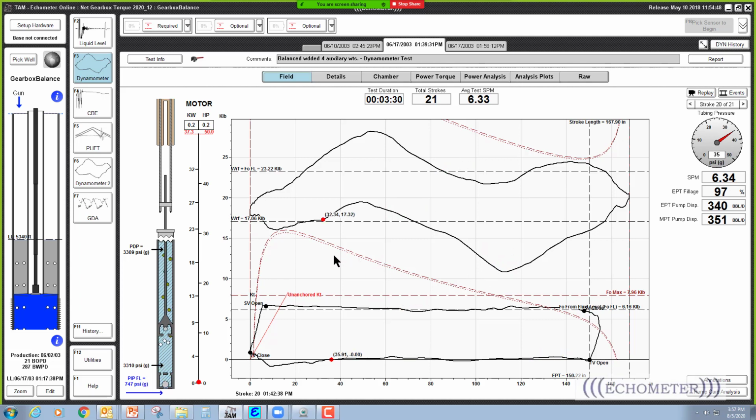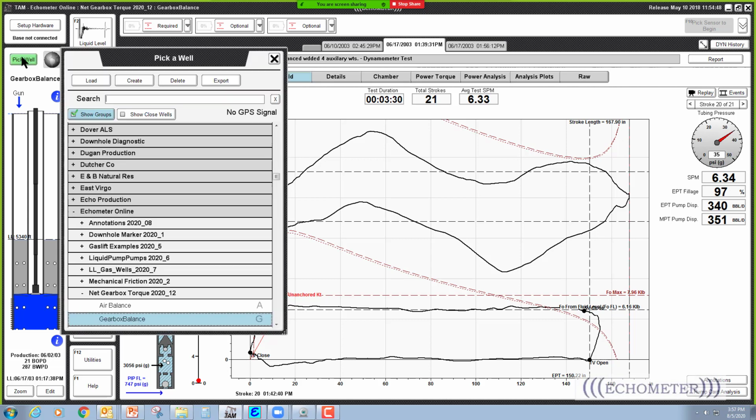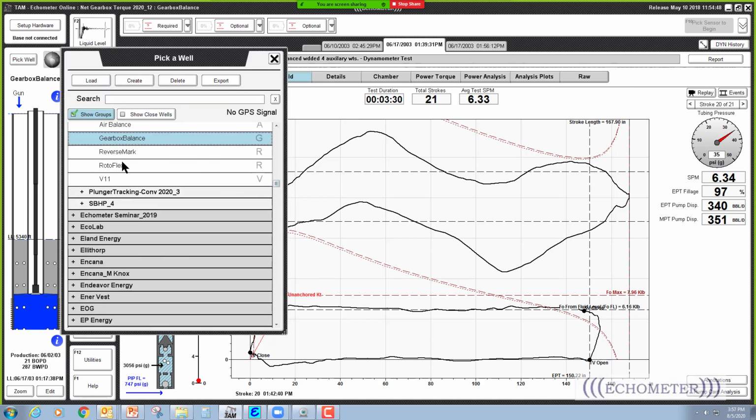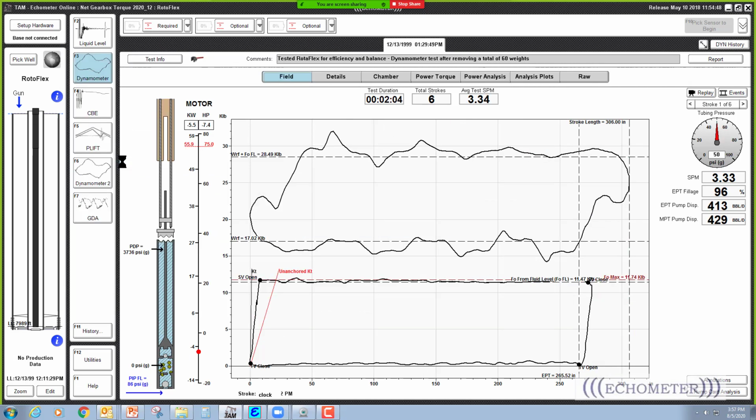Now I've got a few minutes here. I want to talk about the other two examples. So I'm going to pick the Rotoflex unit right here, and the Rotoflex unit, we can currently only balance it based on power with our old software, but soon we'll have the power measurement balancing with the new TAM software. So let me show what I'm going to show here real quick.